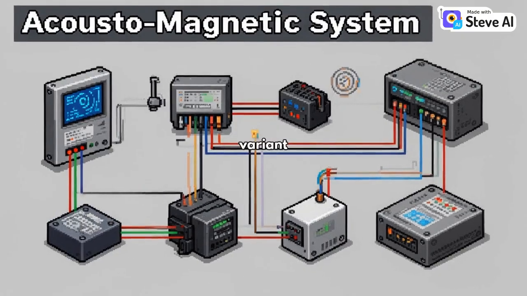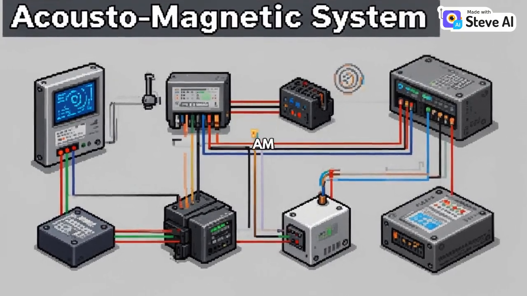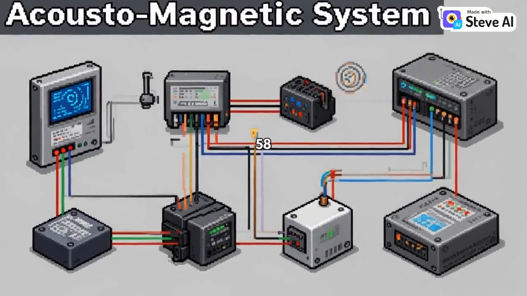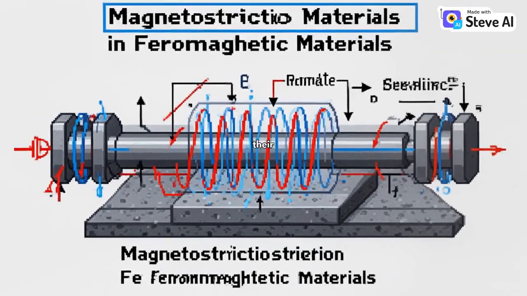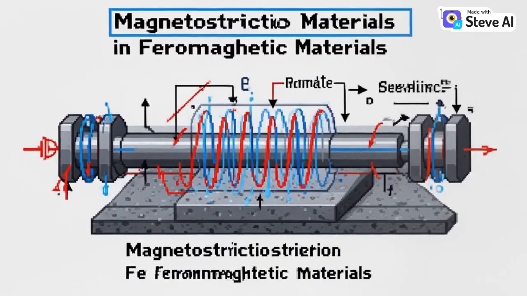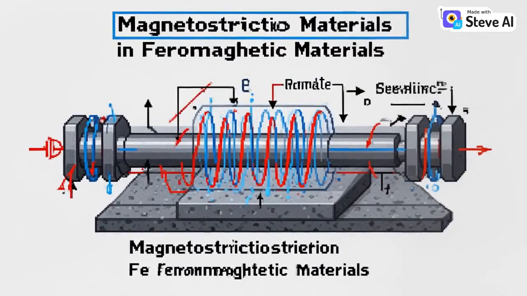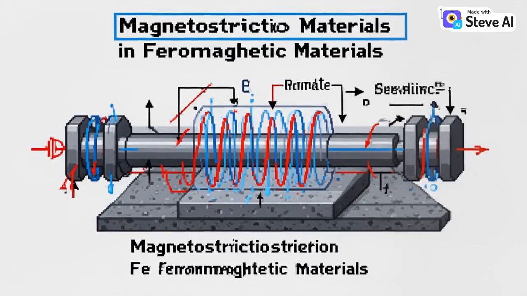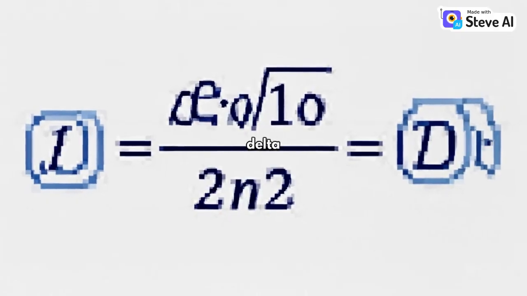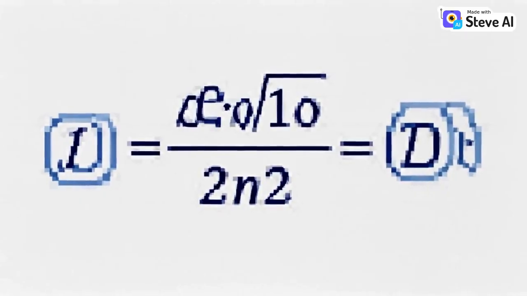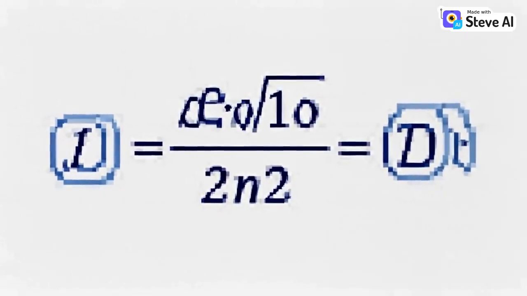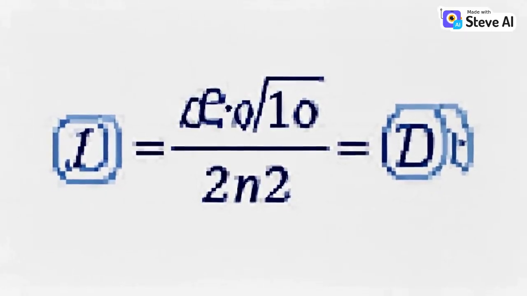The second variant is the acoustomagnetic, or AM system, which operates at 58 kHz. AM systems utilize a highly unique physical phenomenon known as magnetostriction, where certain ferromagnetic materials change their physical dimensions when exposed to an external magnetic field. This fractional change in length is mathematically defined as lambda equals delta L divided by L0, where delta L is the absolute change in length and L0 is the material's original length.